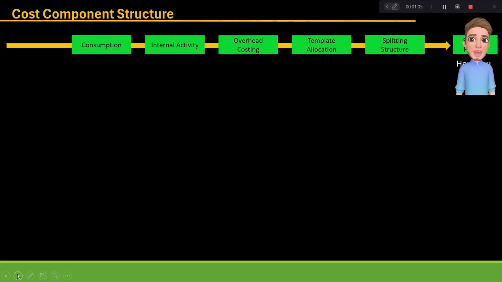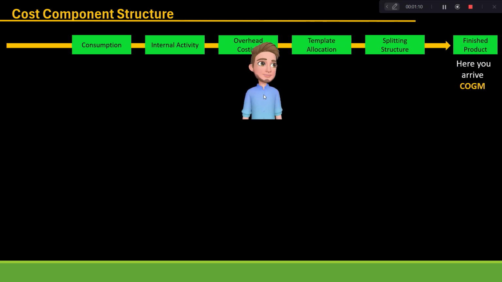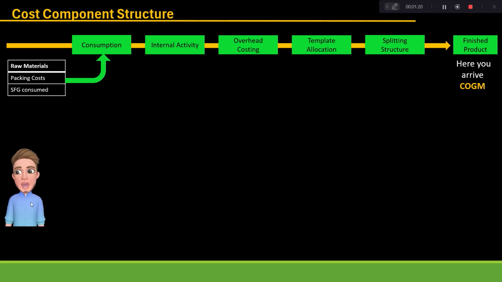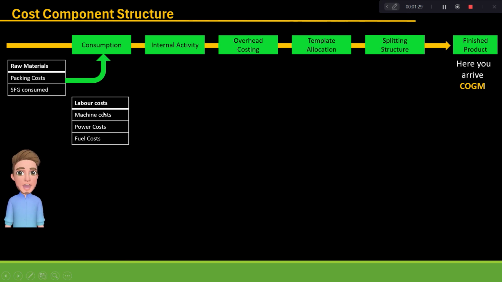Okay, let's look at it. What we have is the cost component structure. So this is what I explained to you. When you have a material and you are producing something, you consume your raw materials, then you have packing costs. You may even consume semi-finished goods to produce a finished good. It is possible, right? Then we have labor costs, machine costs, power costs, fuel costs.